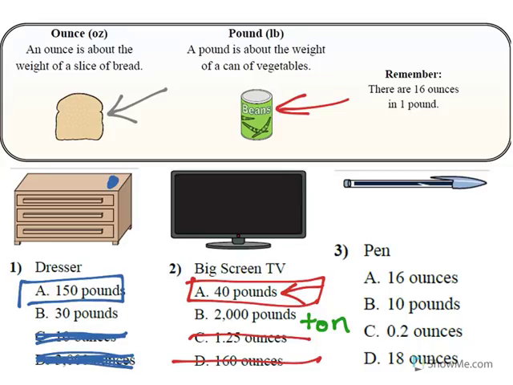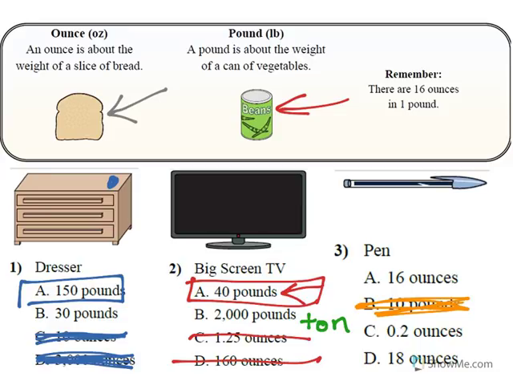The last one, we have a pen. This one, if we look, we have 16 ounces, 10 pounds, 0.2 ounces, and 18 ounces. Okay? So what we have to do is we first have to figure out, is there one that we can get rid of? That is right. 10 pounds we could get rid of. Then what we have to do is we have to look at our options here. So we have 16 ounces, 0.2 ounces, or 18 ounces.